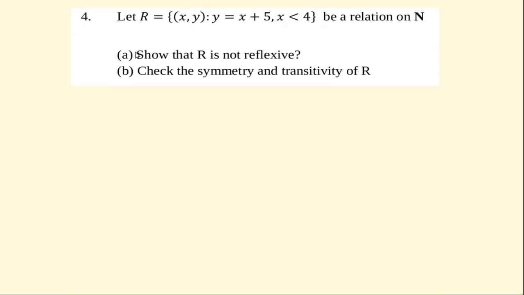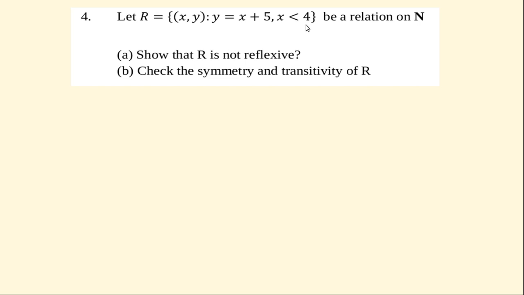What is question number 4? R is equal to the ordered pairs (x, y) such that y equal to x plus 5 and x less than 4. This is the set builder form of the relation, and this relation is defined on N, the set of all natural numbers. There are 2 questions. First, show that it is not reflexive, and second, check the symmetry and transitivity of R.